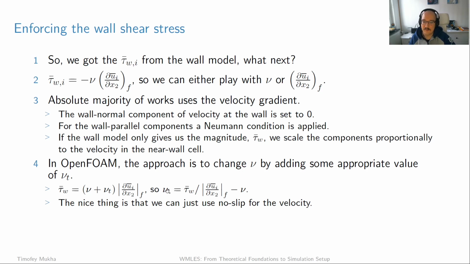So that's the alternative approach, and the good thing about that is that then we can just use no slip for the velocity, right? We don't need to look at the different components. We just set no slip, and that's it, just like we do in an ordinary LES, and that's quite convenient, right? So I think that's quite nice, and it makes the simulation quite easy to set up.